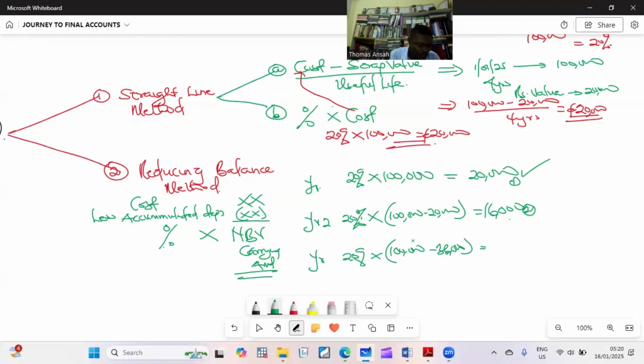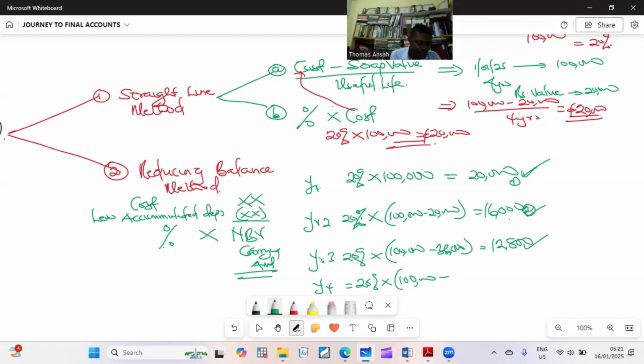That's 64. Then you do 20% of that. So you see this one will be 12,800. So what will fourth year be? I guess now you are following. So fourth year will be what? 20% multiplied by 100 minus what? Accumulated depreciation. How many do we have now? 1, 2, 3. So that is that.